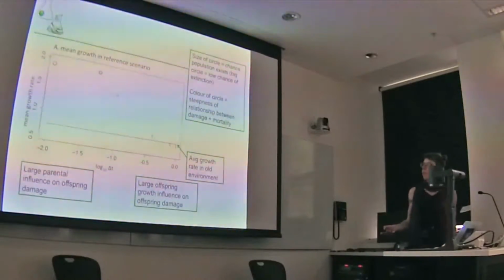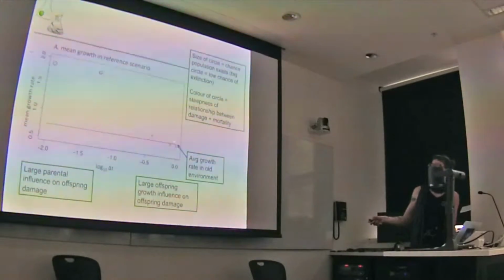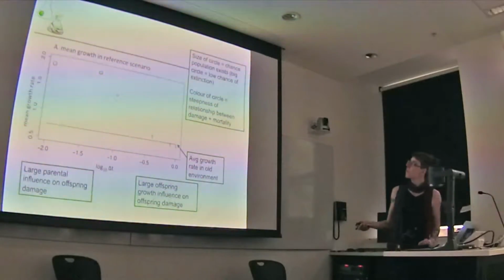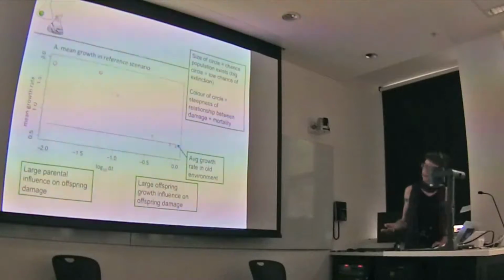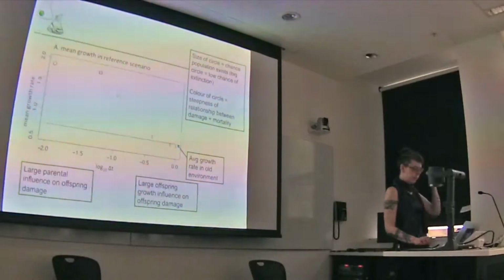But if offspring growth rate has anything to do with damage, as you get towards this end of the axis, this is the contribution of offspring growth rate to damage. You can see as soon as the offspring growth rate affects cellular damage at all, it's really difficult to evolve a higher growth rate. In some cases, even though the environment improves drastically, growth rates don't go up at all. There we go. So that was a simulation.